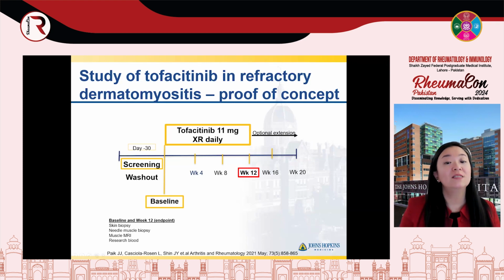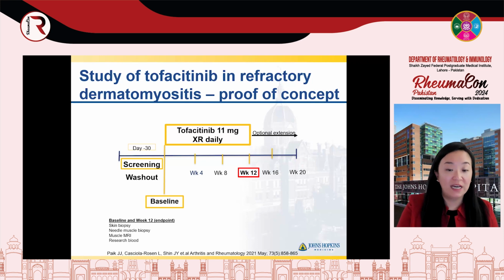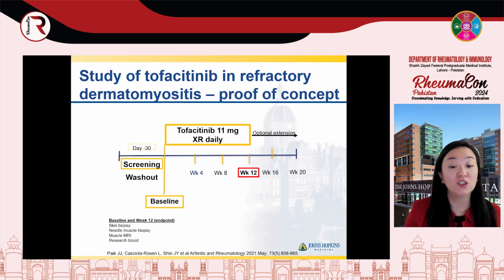Now, I wanted to mention, there was complete washout of any of their other oral agents. So it was really to assess the pure effects of a JAK inhibitor in dermatomyositis without being on anything else. So if they were on IVIG, they had to stop for at least 3 months. If they were on methotrexate or azathioprine or mycophenolate, they had to stop that for at least 3 months. If they were on rituximab, that had to be stopped for 1 year. At the time, this had just come on the market, so there was concern about the safety of any kind of overlap with rituximab and a JAK inhibitor.